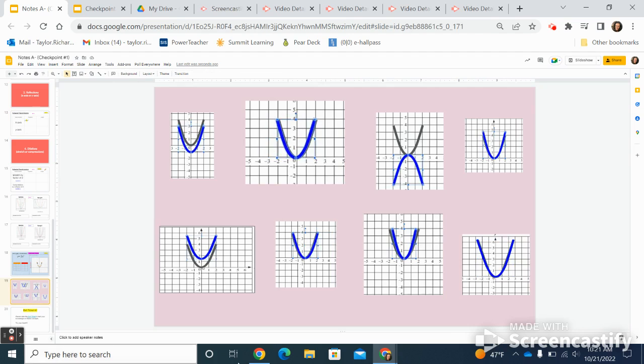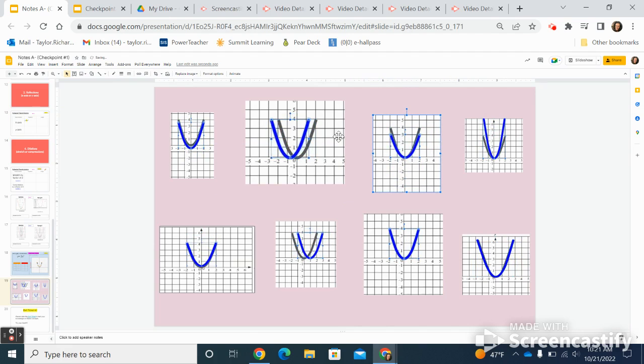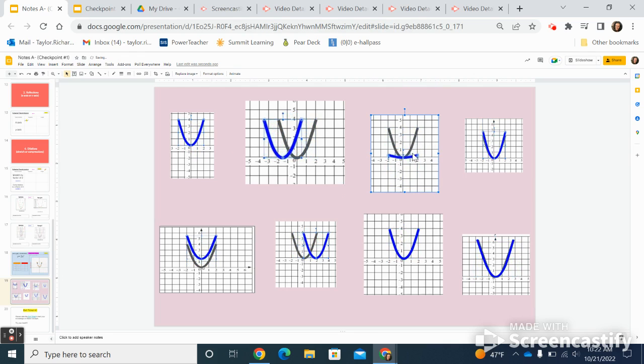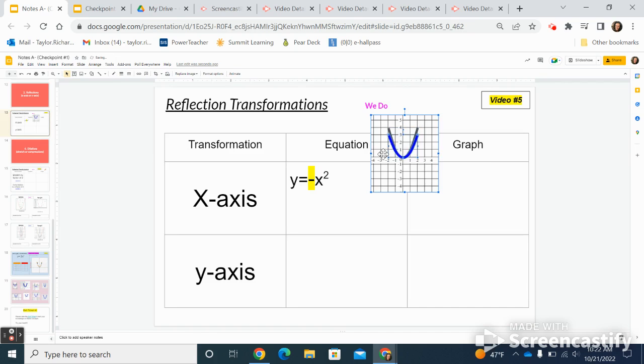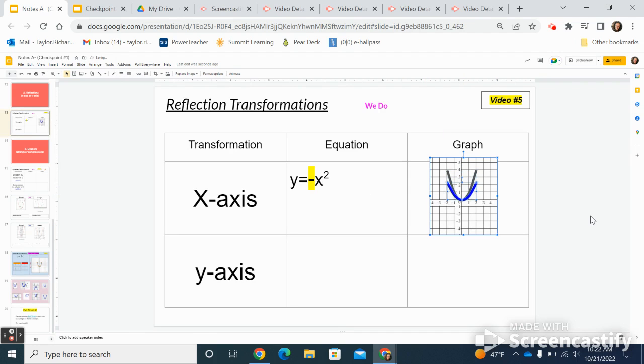So if you go down to slide 19 again, what this looks like is right here, this third graph on the top row. Notice how you start with your parent function and the whole graph, the blue graph, is just flipped upside down. And that negative sign just turns everything negative. It gets flipped upside down. So we're going to copy this picture and go ahead and put it in our graph spot, but that is what it looks like to be reflected over the x-axis, okay?